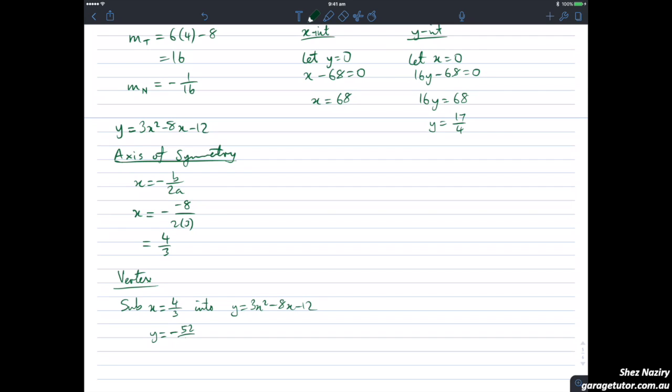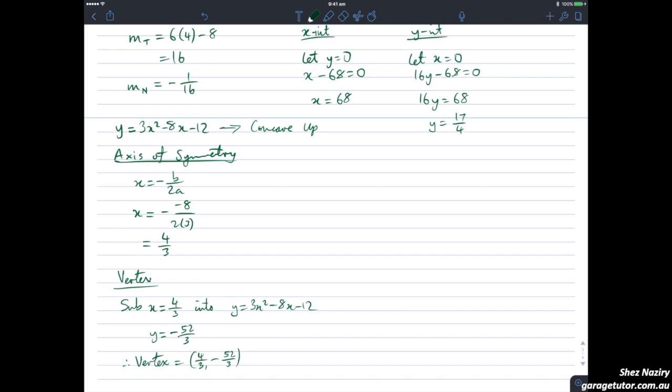Minus 52 over 3. So therefore the vertex is going to be this point here: 4 on 3 and negative 52 on 3. We good? Okay, so we've got that now. We know its concavity. What concavity is it? So this is concave up. Do we need to know anything else?